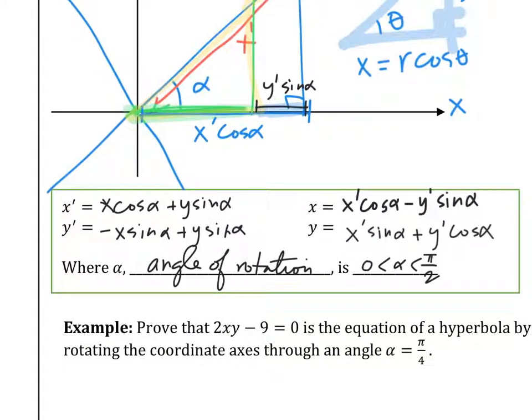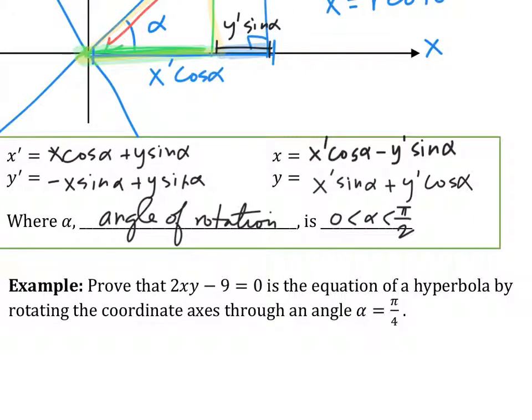All right, now how do we actually use this? Well, rotation has to do with the xy term, which in your general conics equation, when xy exists, your conic shape, if you try to graph it, is going to tilt. It's going to be a tilted ellipse, a tilted hyperbola, a tilted parabola, something like that. So we want to figure out, for example, this one. Prove that 2xy minus 9 is really just a hyperbola where you rotate it by 45 degrees.